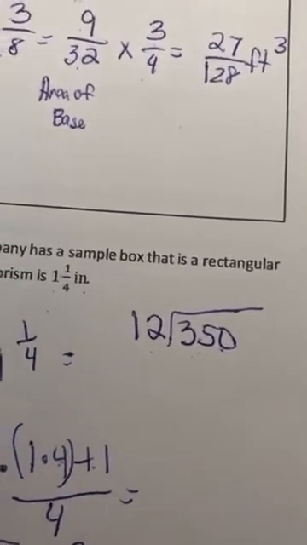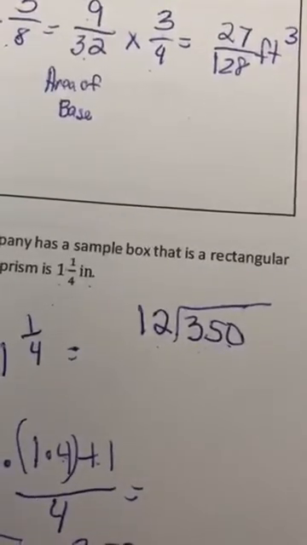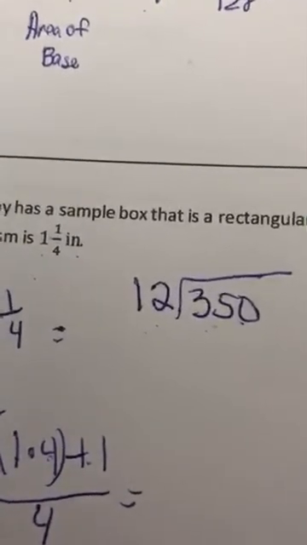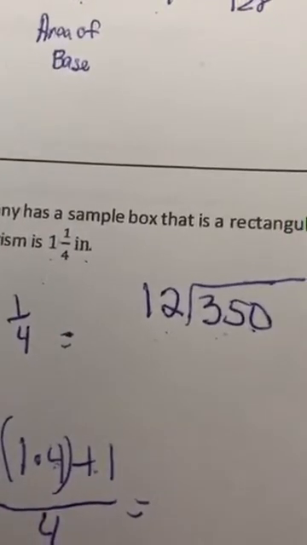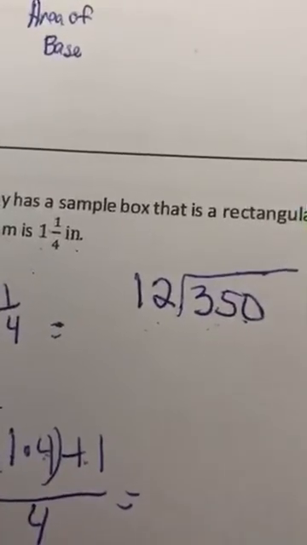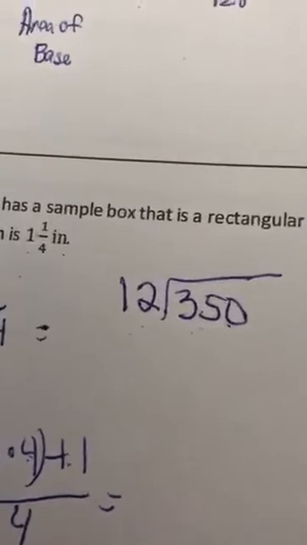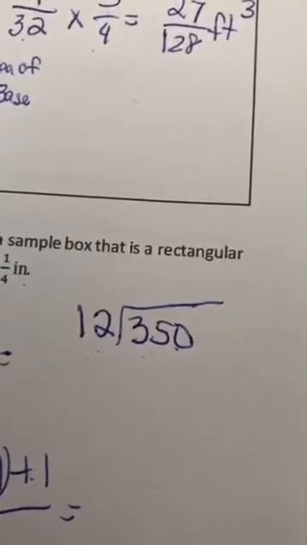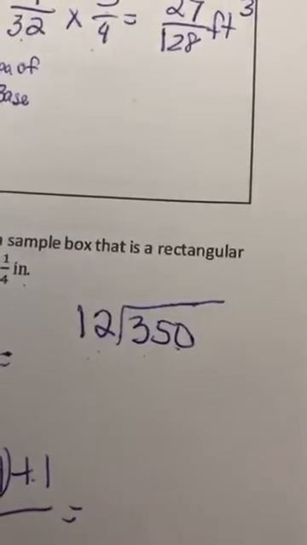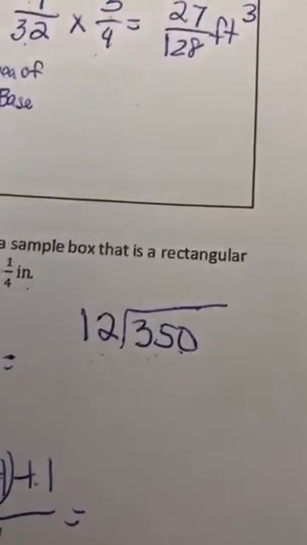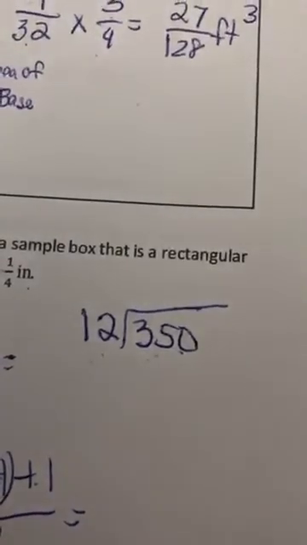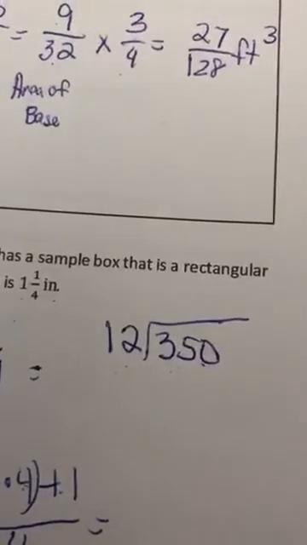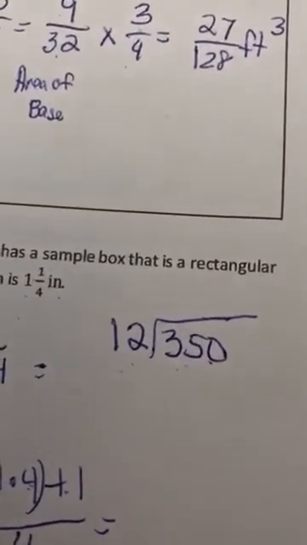So 3 is too big. So what number should we try? Three is too big. 1 is too small. What number should we try? 3 is too big, honey, and 1 is too small. So what comes between 1 and 3?